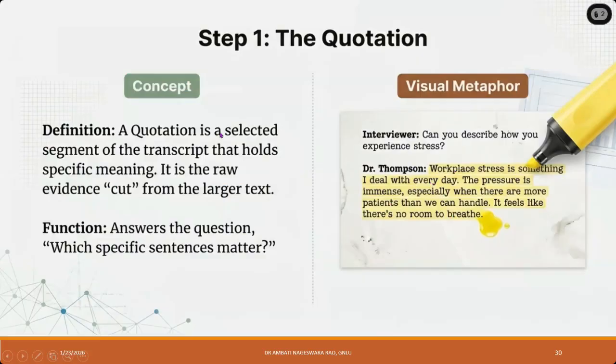A quotation is a selected segment of the transcript that holds specific meaning. It is actually raw evidence, raw data. You might have a lot of data, around 10 pages, 5 pages. But sometimes you'll feel that certain narratives make a difference, and I want to take that particular narrative as it is. For example, here.